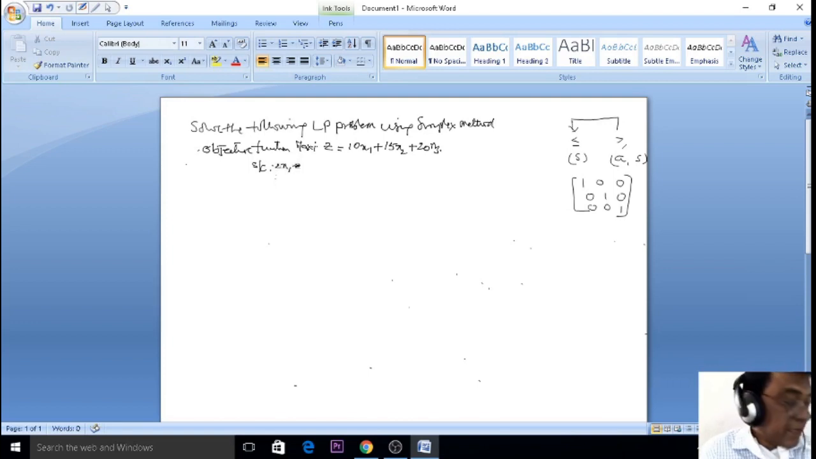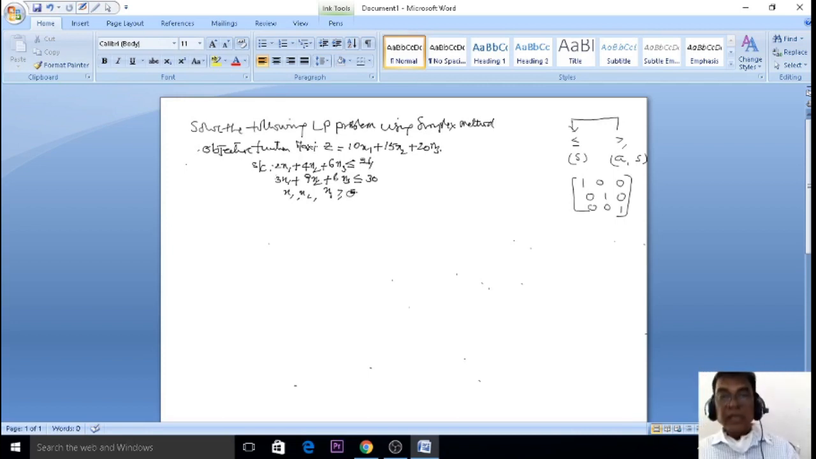2x1 plus 4x2 plus 6x3 is less than or equal to 24. Next, 3x1 plus 9x2 plus 6x3 less than or equal to 30. x1, x2, x3 greater than or equal to 0. Now the problem is given like this. Now what is the first step? Please try to convert the inequality equations to equal equations.